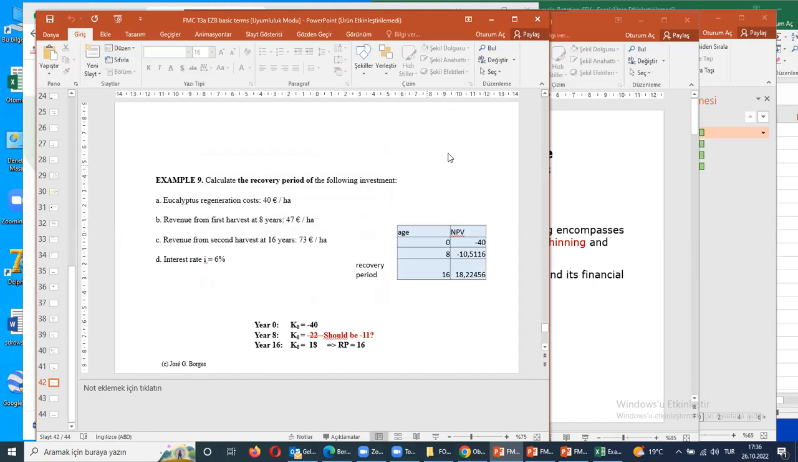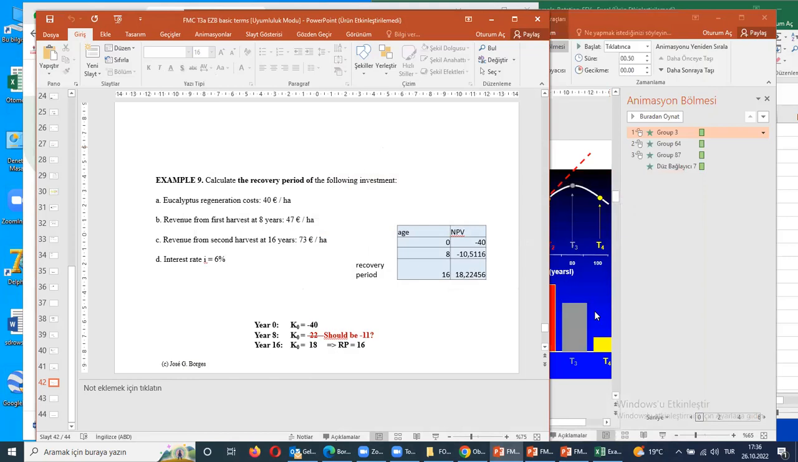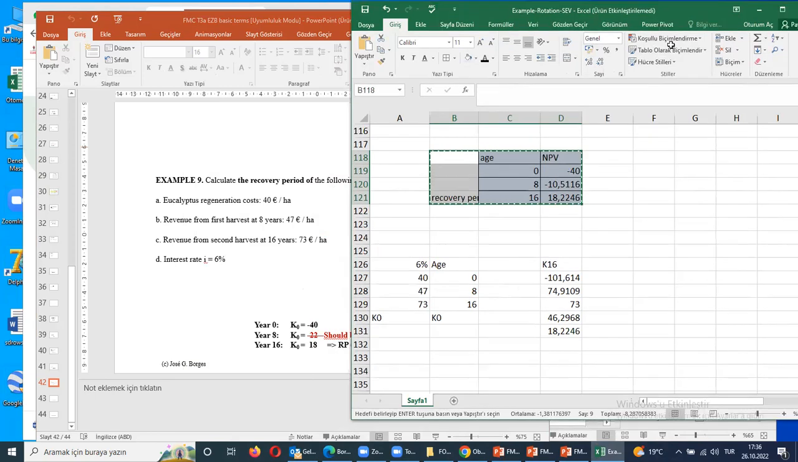Somebody has to explain the recovery period again, I think. Somebody missed the recovery period. So we have been doing this one over and over again.